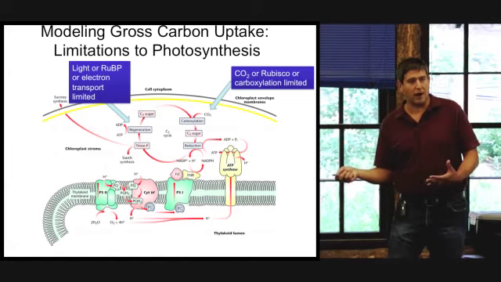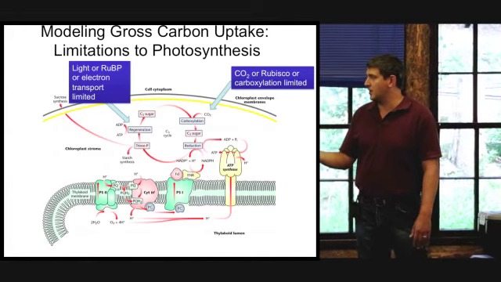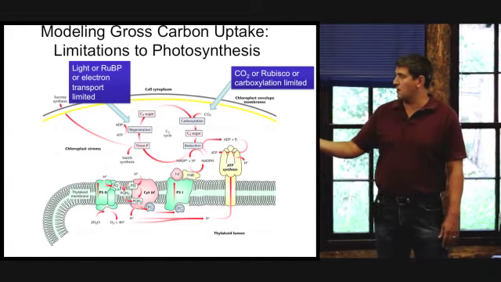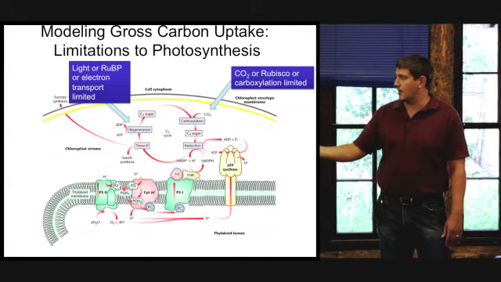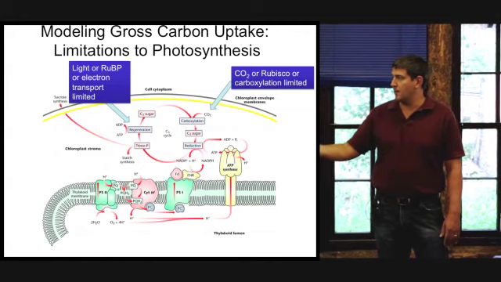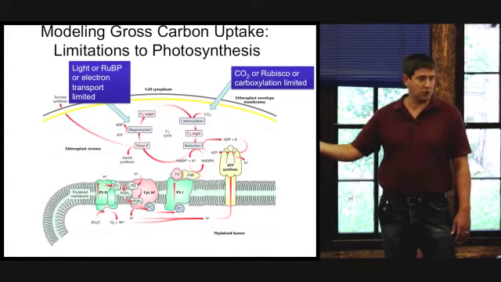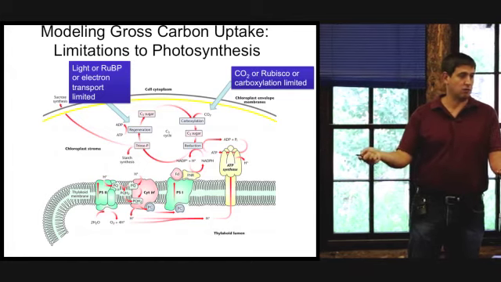So the whole function of light reactions is to provide the energy needed to keep the Calvin cycle spinning. And what could happen when you're light or RuBP or electron transport limited is that the supply of energy making its way from the light reactions starts to become exhausted, or it's not fast enough to keep the Calvin cycle spinning as fast as potentially it could go.